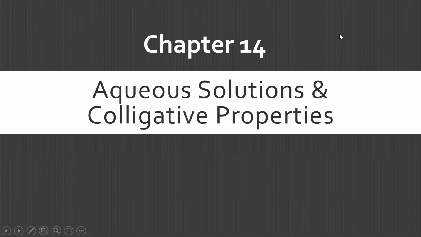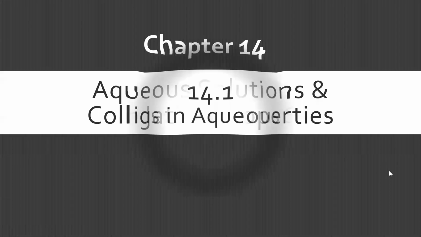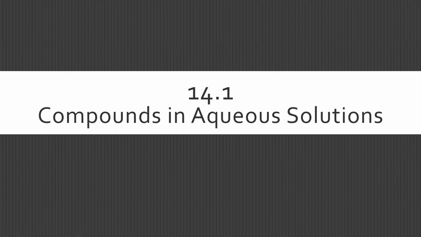So chapter 14 is about aqueous solutions and colligative properties. And remember that aqueous means a substance has been put into water. So it's now a water-based solution. So in 14.1, we'll talk about some properties that happen to certain types of compounds when they're in solution. And we'll also talk about a unique way to write a chemical formula.